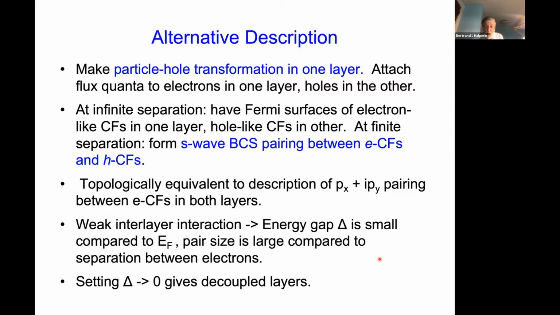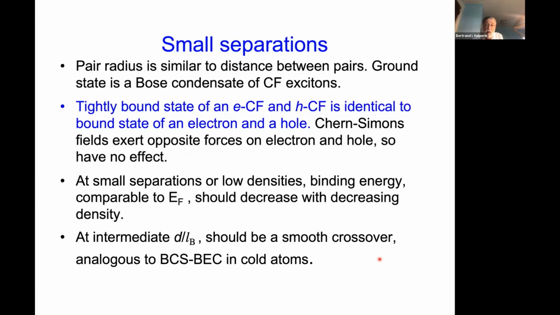In that limit, the pair radius becomes comparable to the distance between the pairs. The ground state that we would describe in this way is a Bose condensate, not of excitons so far, but of bound states of composite fermions. So they're electron and holes together with all this decoration from the gauge fields. So they're composite fermion excitons, whereas we know the true ground state should be real excitons.